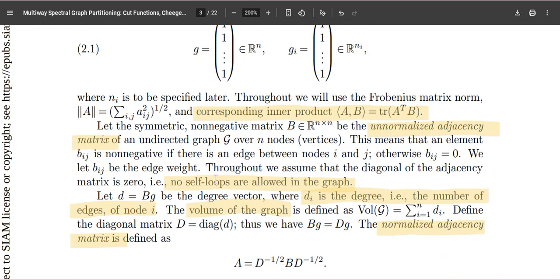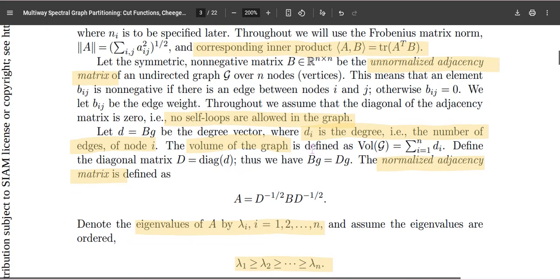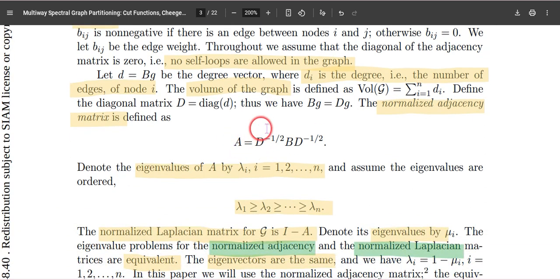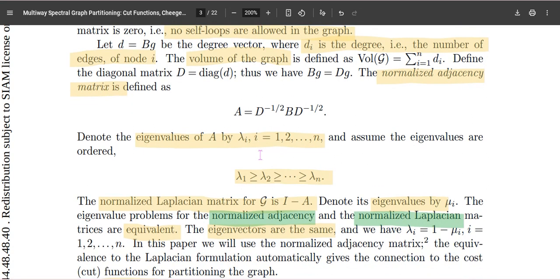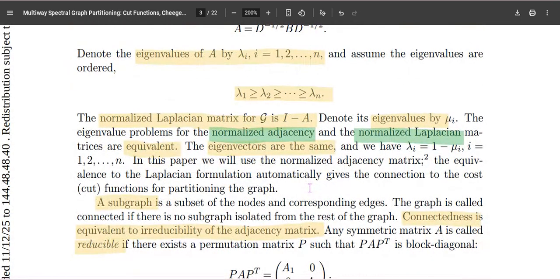We consider, let B be an unnormalized adjacency matrix, and let D be a vector called the degree vector. It means that the ith element of the degree vector is the number of edges of the node i that is connected with the other nodes of the graph. Then the normalized adjacency matrix can be defined by these formulations, and the normalized adjacency matrix has eigenvalues lambda i, from 1 to n, in such a way that the ordering is lambda 1 greater than lambda 2 down to lambda n. And the normalized Laplacian matrix can be defined by I minus A, and the eigenvalues are here.